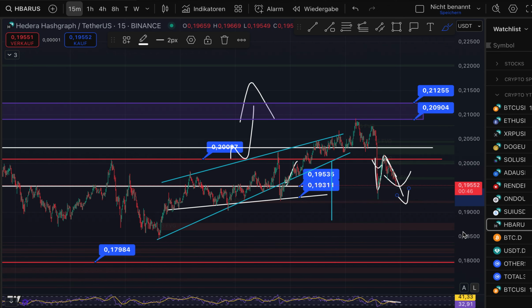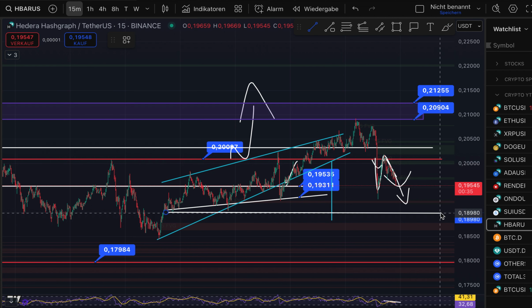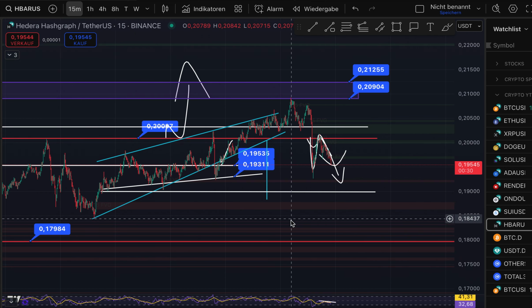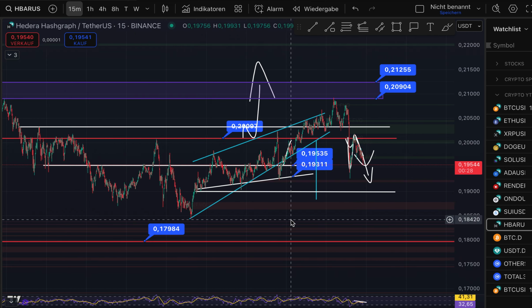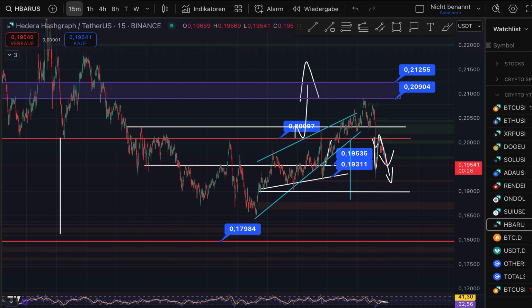But if the follow through is going to happen, where should HBAR go? 19 cents, which is this support which we have here, is realistic. If we break the 19 cents as well, 18.4 cents. Next support.